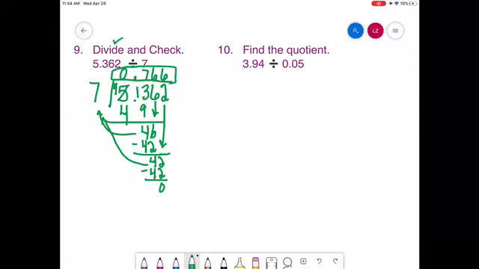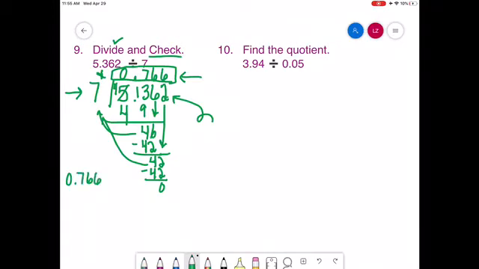We divided. It also says you have to check. All right, make sure you read your instructions on your test. Divide and check. How do you check a division problem? You take your quotient right here. You multiply it by your divisor, and your answer should be your dividend. So let's do that. Let's take our quotient and multiply it by our divisor. 7 times 6 is 42. 7 times 6 is 42 plus 4 is 46. 7 times 7 is 49 plus 4 is 53.